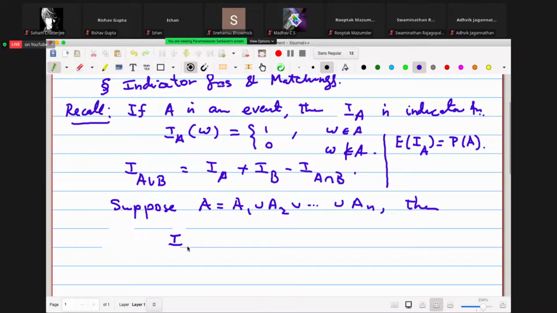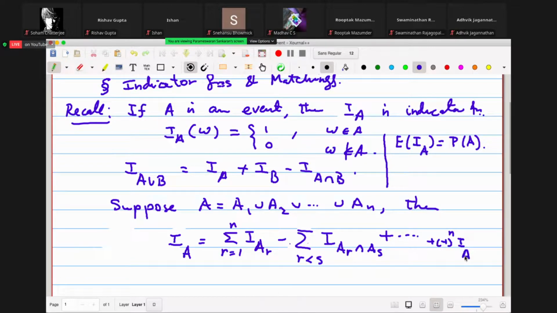Okay. So now you may use this to write, by repeated application, that this is equal to the summation of IAR, R going from 1 to N, minus the summation of the indicator function of AR intersection AS, where R less than S, and so on, and then plus minus 1 power n of the indicator function of the intersection of all of these. This is what is called the inclusion exclusion principle.